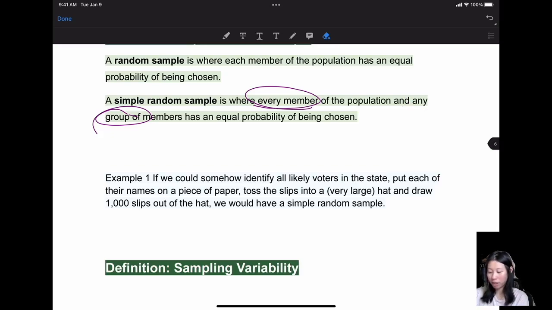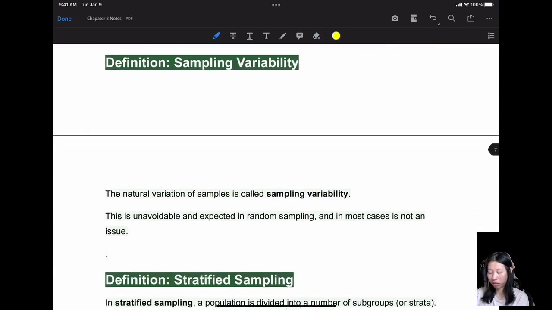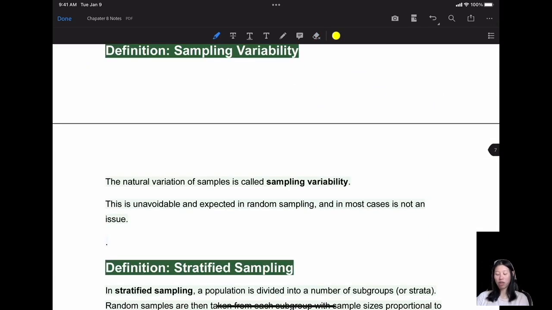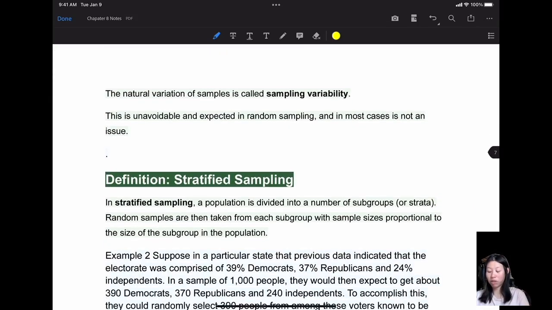So what is sampling variability? The natural variation of a sample is called sampling variability. This is unavoidable and expected in random sampling, and in most cases it's not an issue. So we don't need to worry about that. Okay, to help account for the variability, a pollster might instead use a stratified sample. So what is a stratified sample?